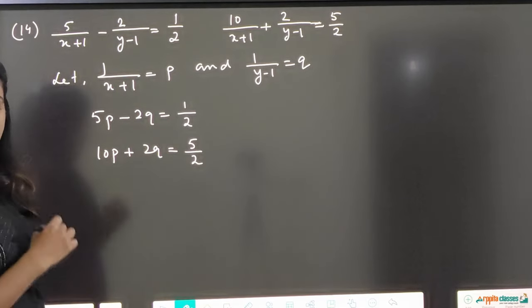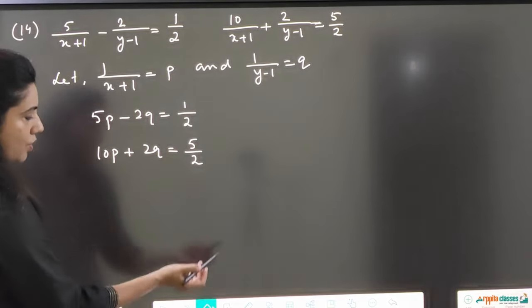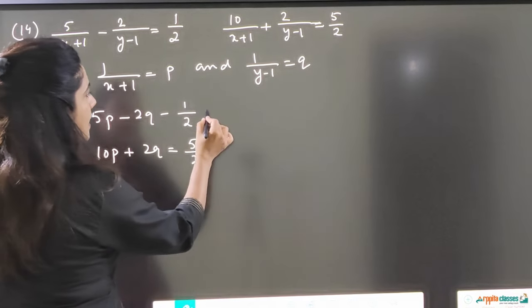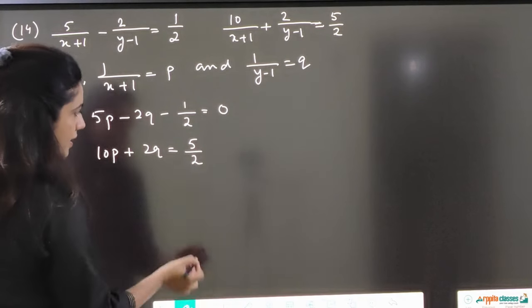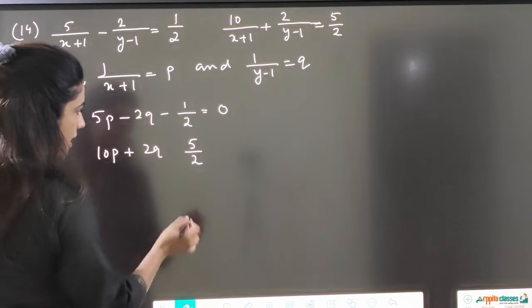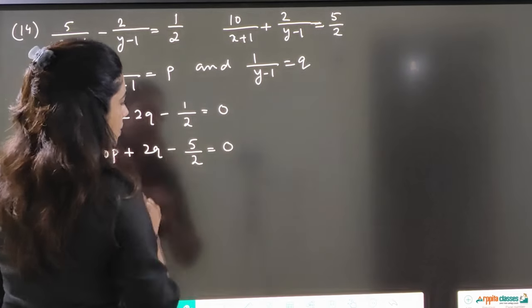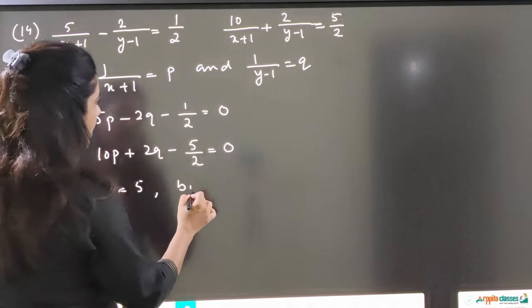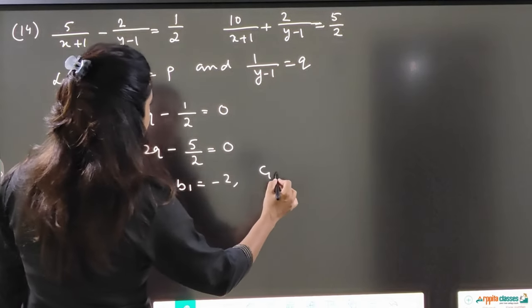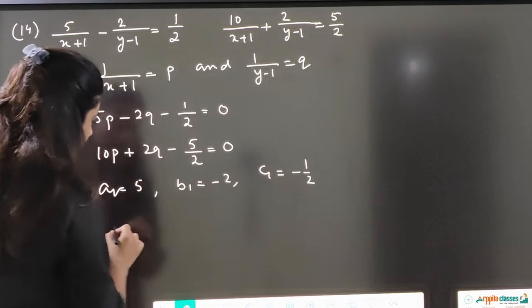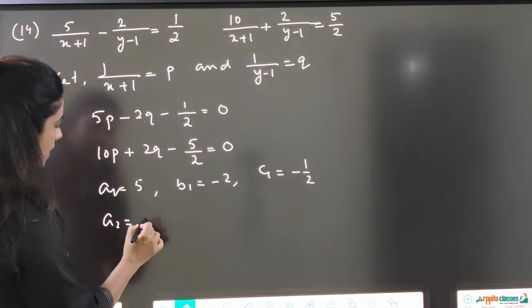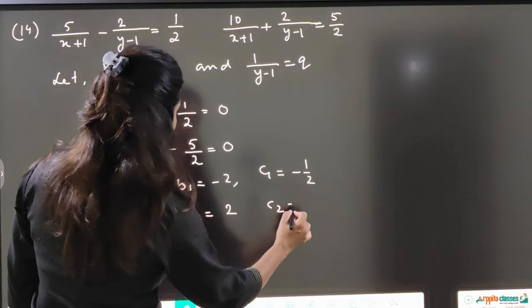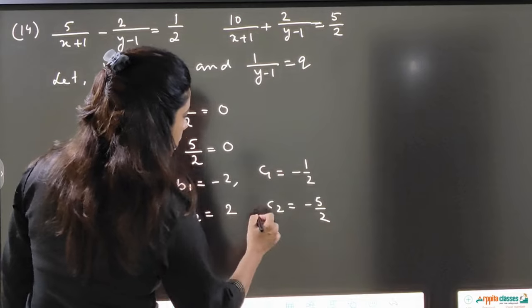So we have to get everything on the left hand side and make the right hand side 0 for the cross multiplication method. So here we'll put a minus sign and equal to 0, and here also we'll put a minus sign, and that should be equal to 0. So now your a1 is 5, b1 is minus 2, c1 is minus half. Similarly, a2 is 10, b2 is 2, and c2 is minus 5 upon 2.